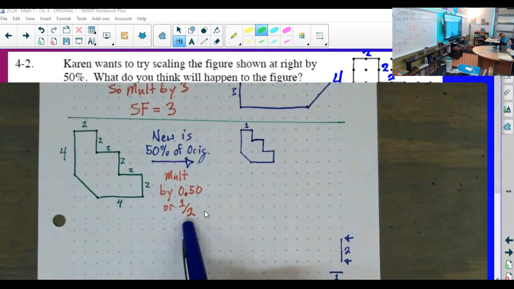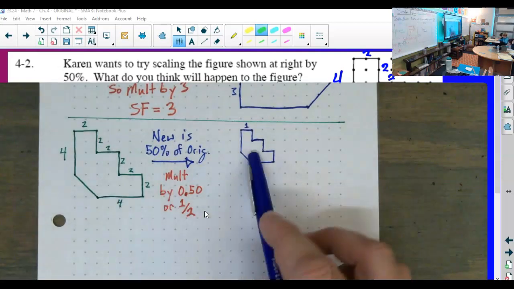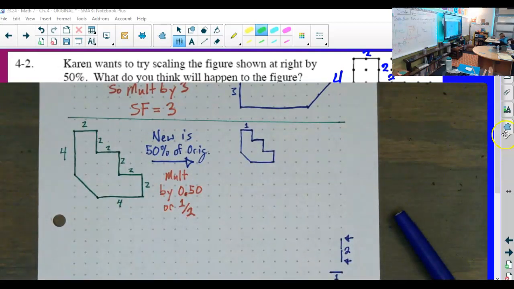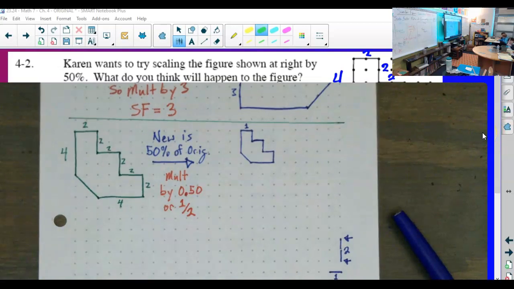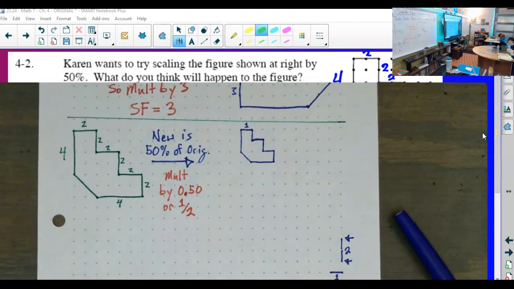So when our scale factor is less than 1, we shrink down and get smaller. We did it.